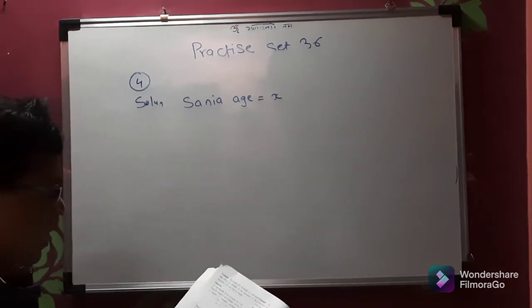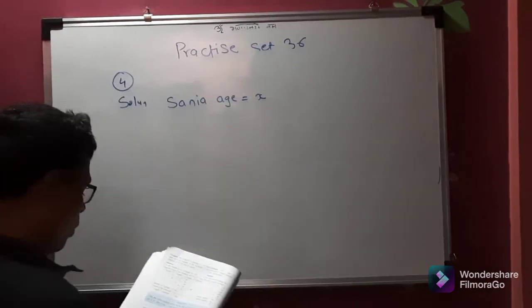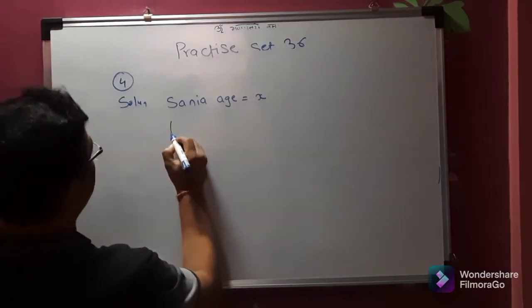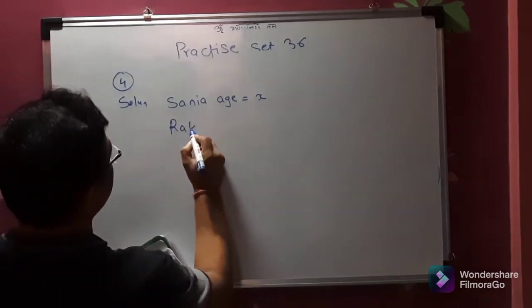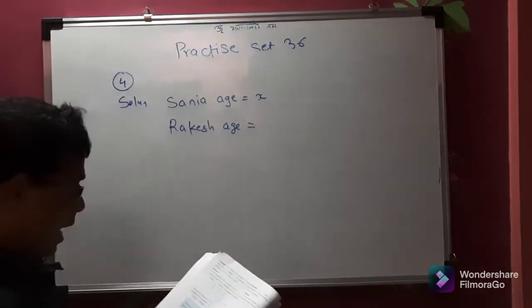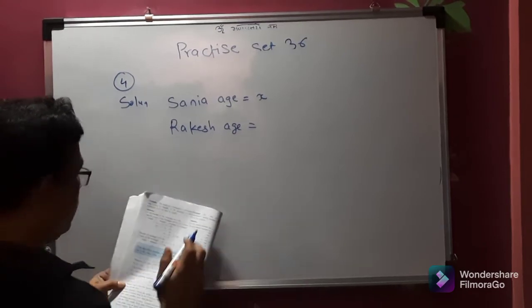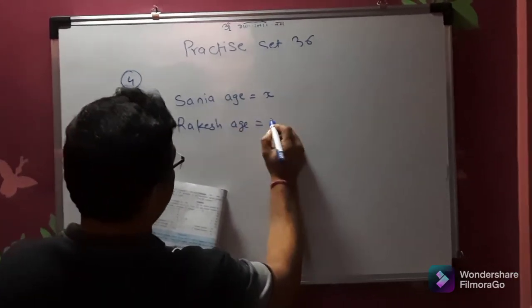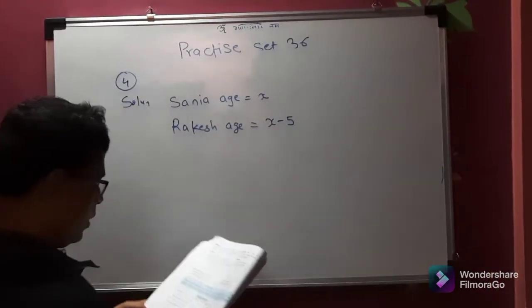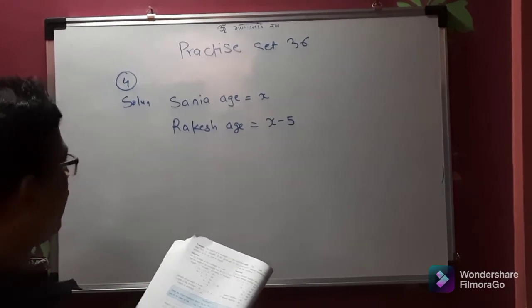Now, Rakesh's age is less than Sania's age by 5 years, which means it is x minus 5.